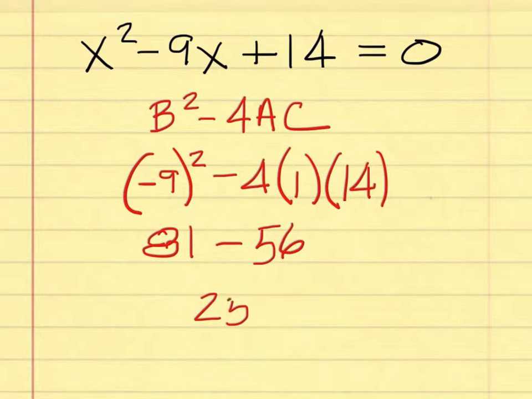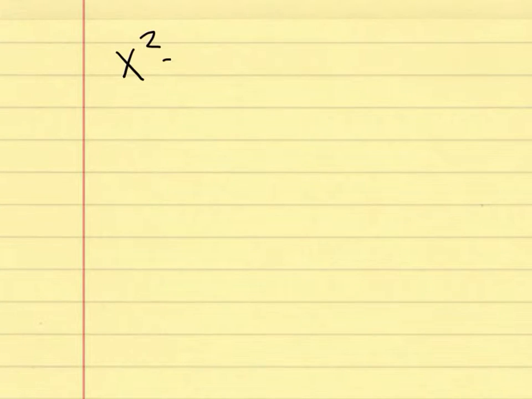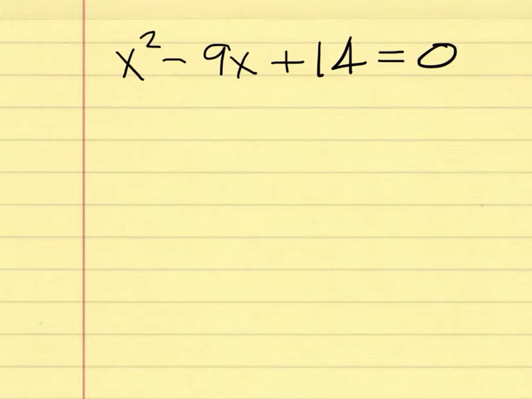25 is right. What does this 25 for a discriminant tell me, Carver? That it's greater than 0, so it has 2 solutions. That's right, it has 2 solutions. So we know to expect 2 solutions. Okay, so we'll come over here and rewrite the problem. X squared minus 9x plus 14 equals 0. I know it's going to have 2 solutions, so what's my first step in finding those solutions?